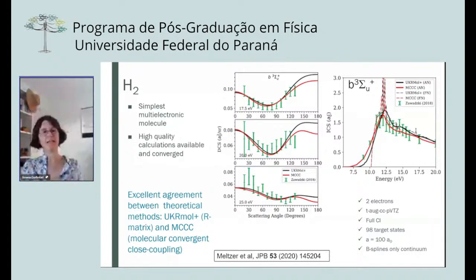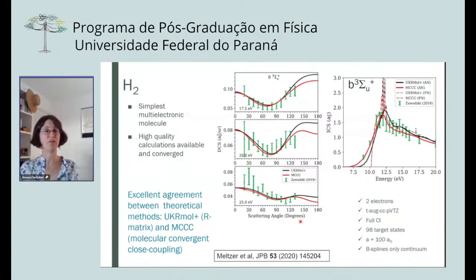For processes like, for example, electronic excitation, we now have, for H2 and for other molecules, excellent agreement between experiment and theory. And the pictures that you can see here are the cross-sections for electronic excitation into this excited state of H2, and these are the angular differential cross-sections. So this is excitation into the same state, but for certain energies that are given here, 17, 20 and 25 eV, what is the angle at which the electron is ejected.